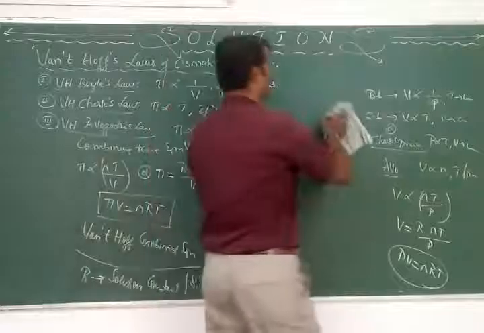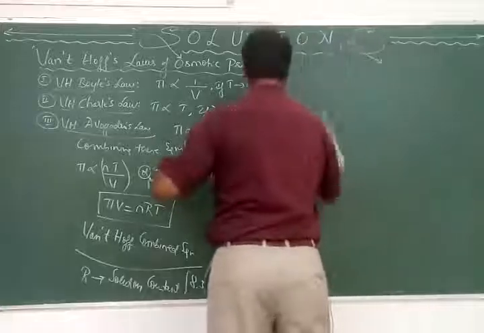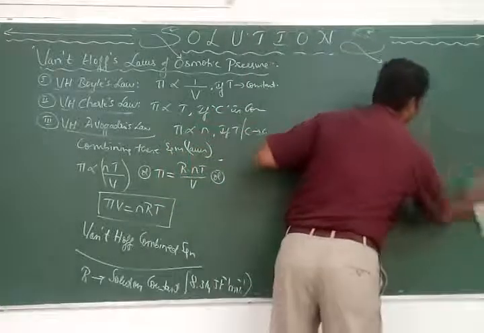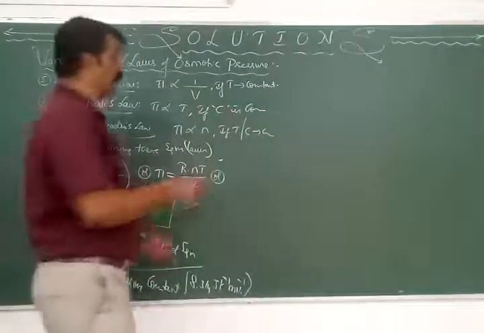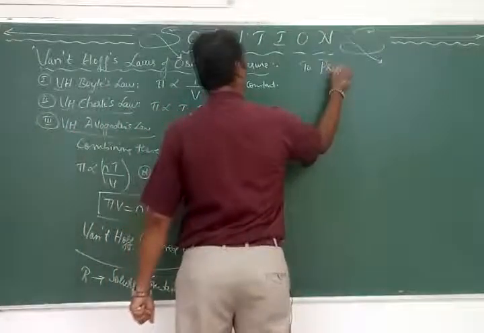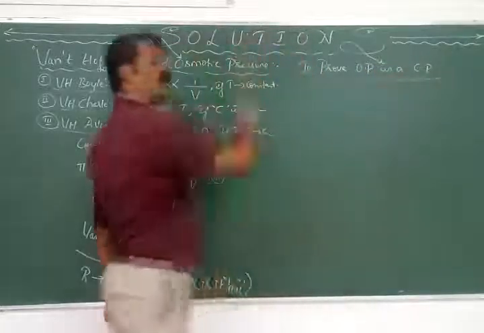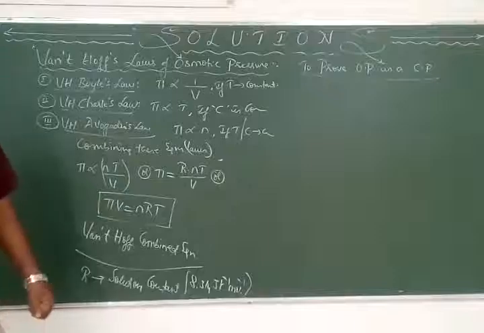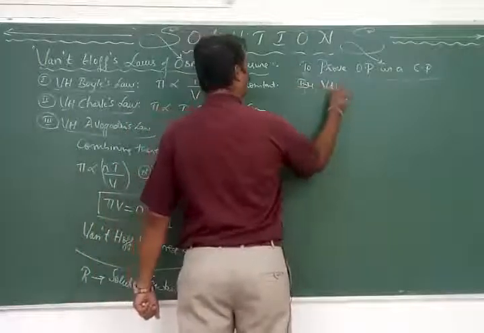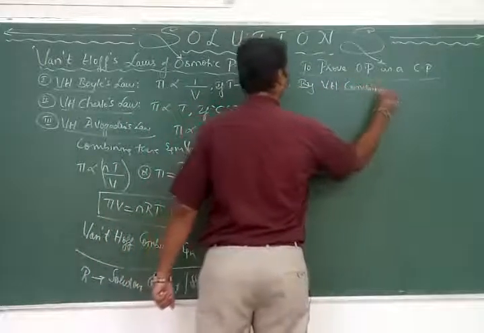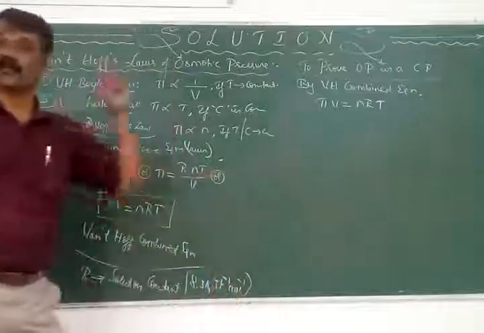Now we have to prove that osmotic pressure is an example for a colligative property. To prove: OP is a CP. CP means osmotic pressure is an example for which property? Colligative property. So here, by Van 't Hoff's combined equation, what is pi V equal to? nRT.